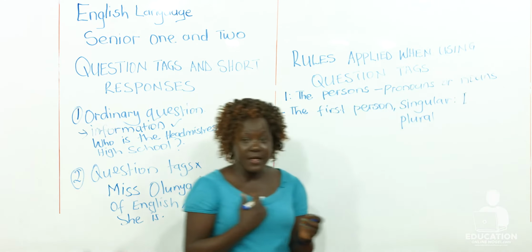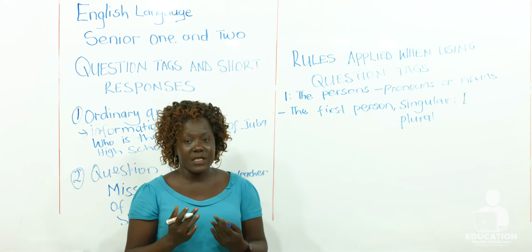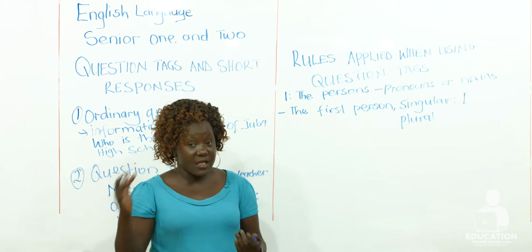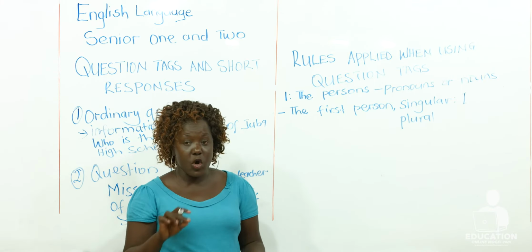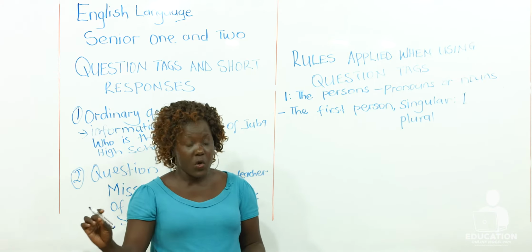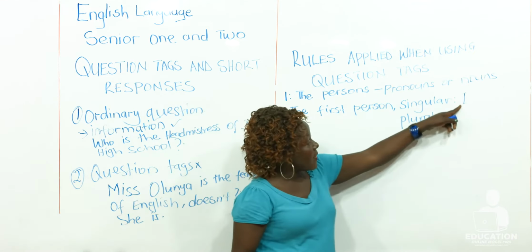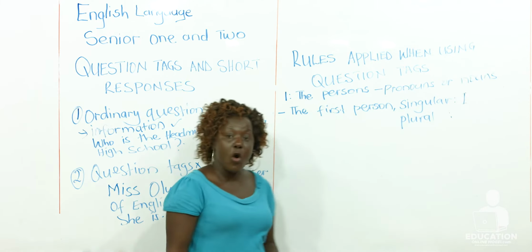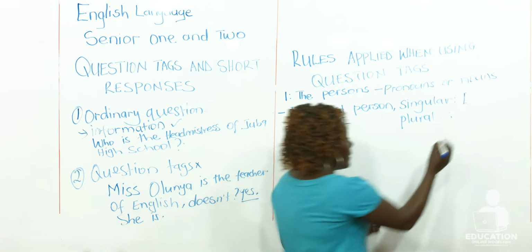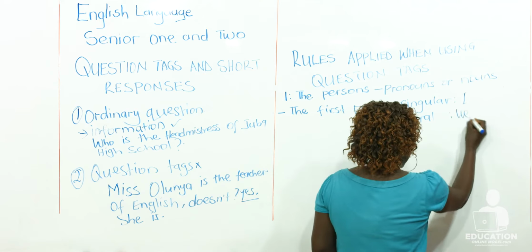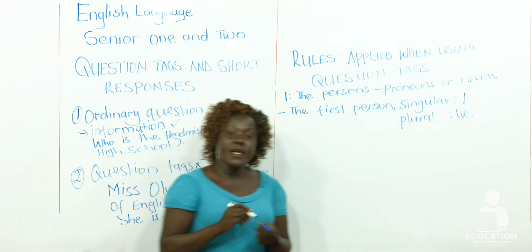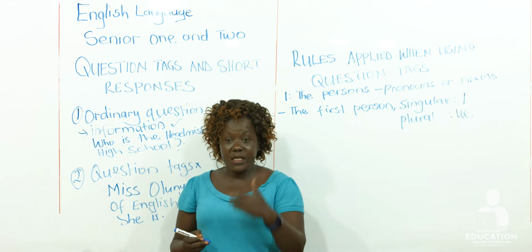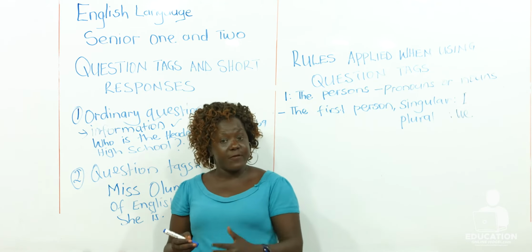I is the singular form of the first person. For instance, I am the teacher of English language. I am going to Rumbek tomorrow. This one is I. But in the plural, you can talk of we. We means the person who is participating in the action, and it is first-hand, giving first-hand information.